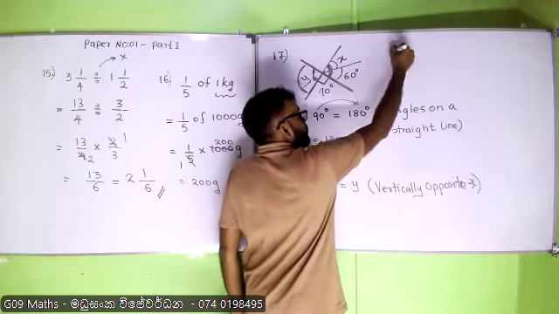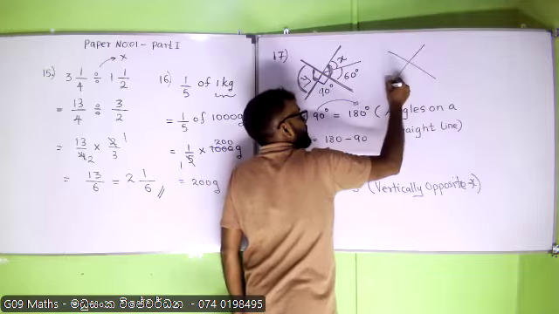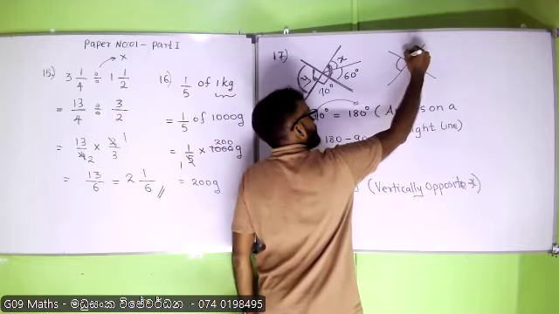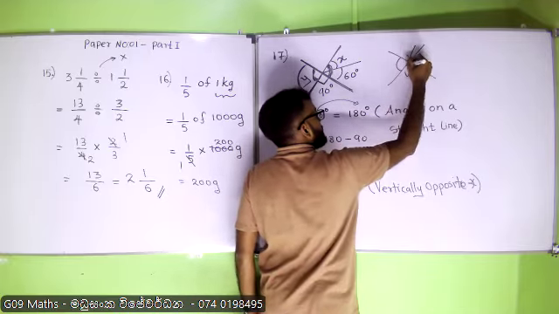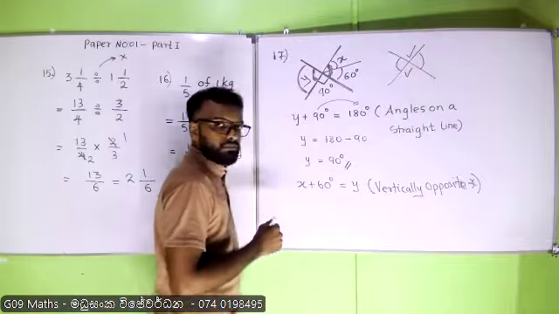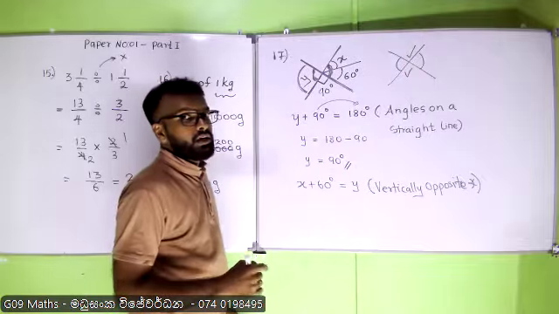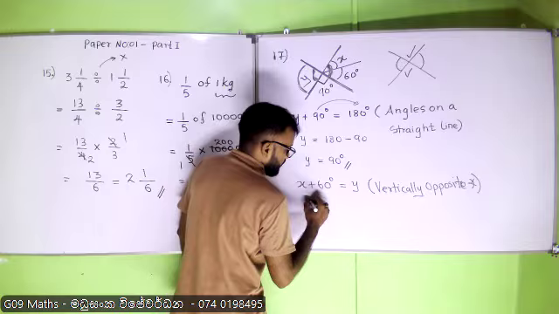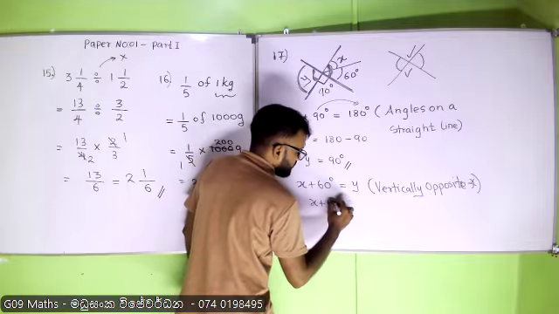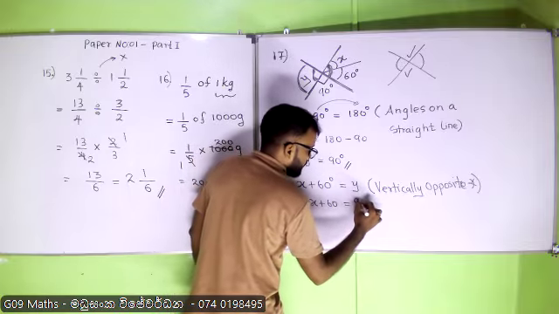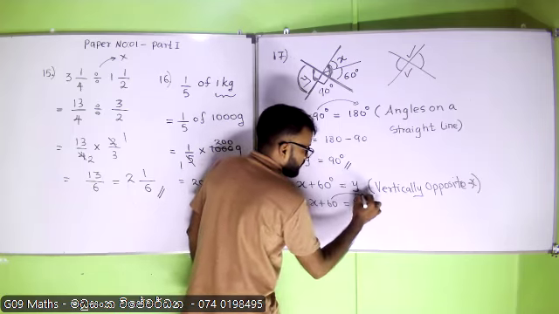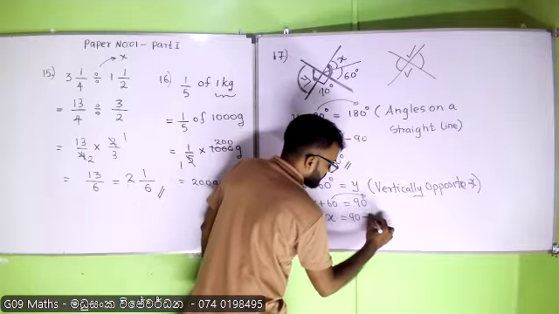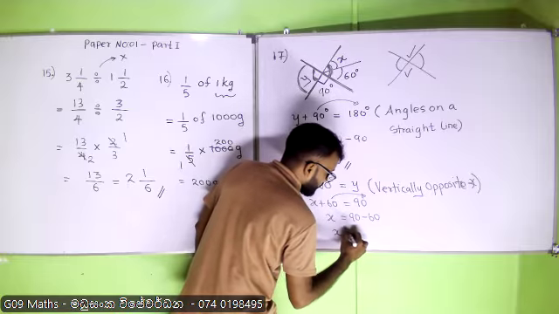Okay. Two straight lines intersecting each other. Then this angle equals this angle. Vertically opposite. Right? Keep that in your mind, Grade 8. Correct? Then x plus 60 equals y, which is 90. Take this 60 to this side. X equals 90 minus 60. So x equals 30.